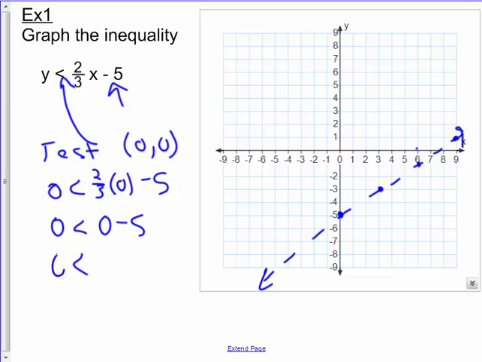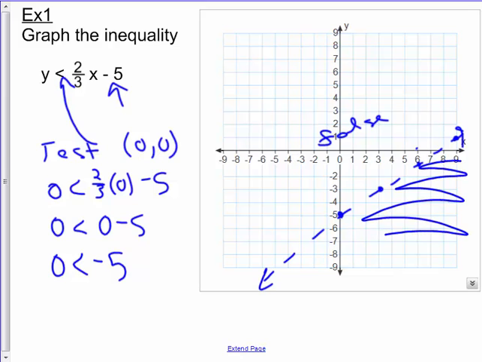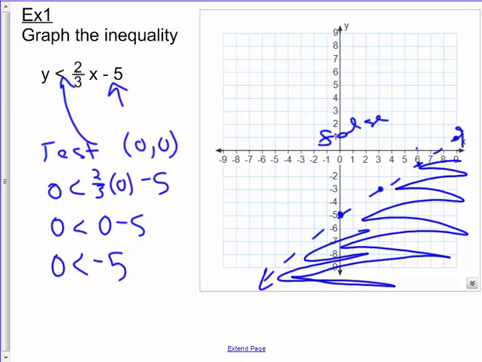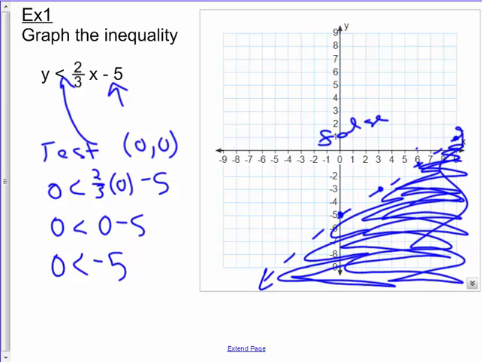So if I test 0, 0, I get 0 is less than -5. Is that true? 0 is less than -5. Nope, that is not true. So everything in that region is not shaded. That's false. So where would I shade? I would shade in the other region.